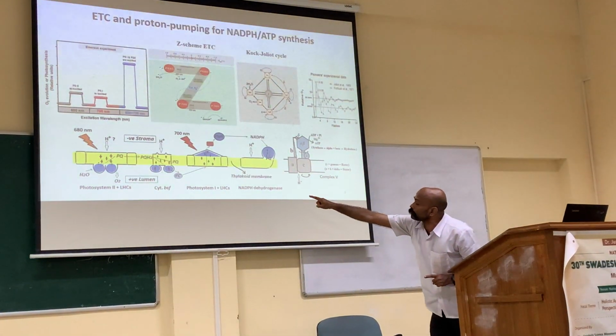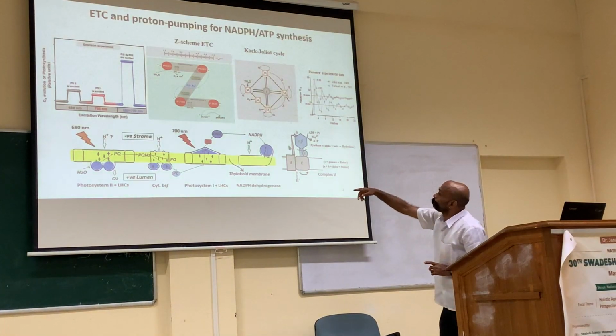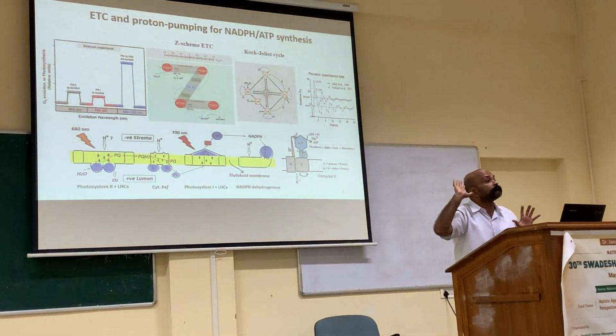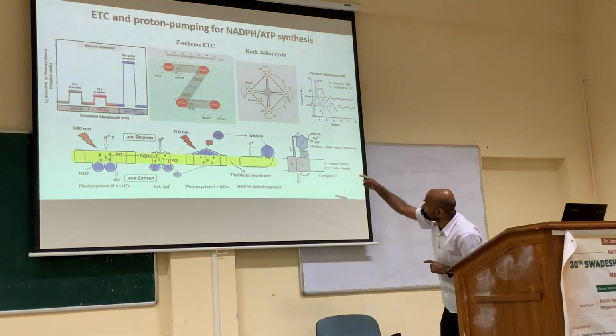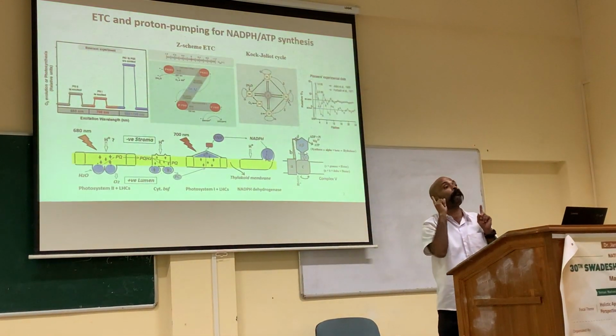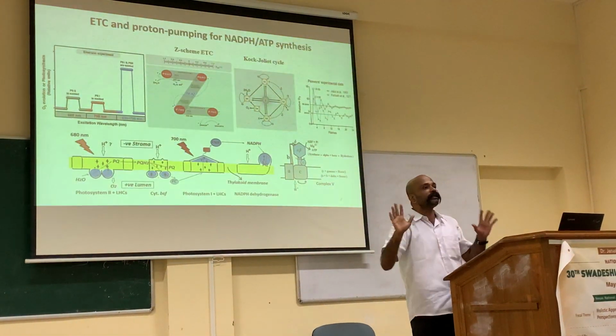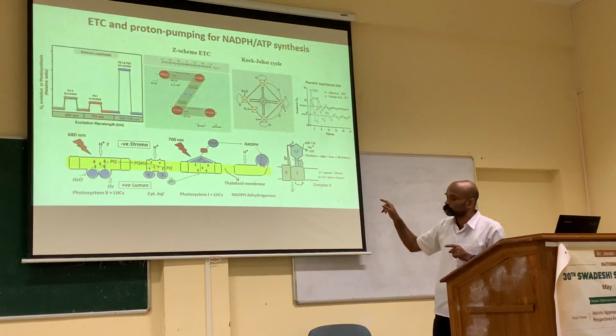So you have the electron transport chain and the proton pumping, for which Peter Mitchell got the Nobel, and the rotary ATP synthesis, for which Paul Boyer got the Nobel. All these things I am going to challenge in this talk.